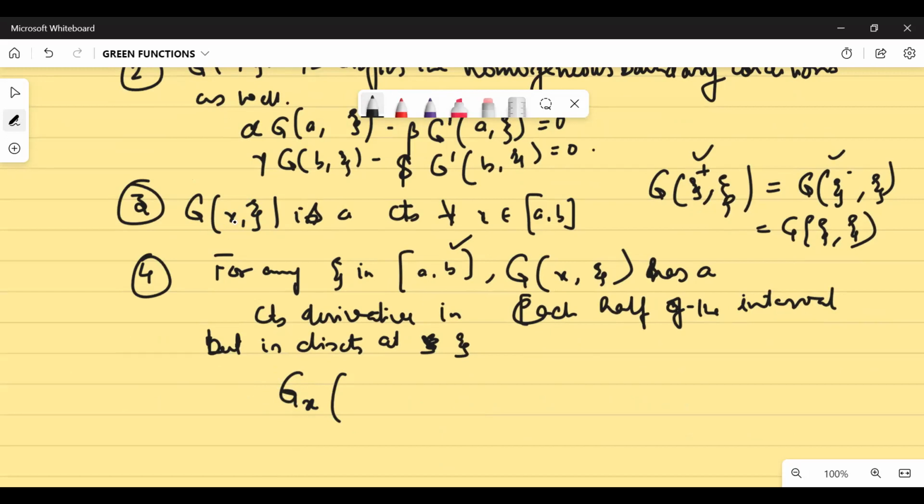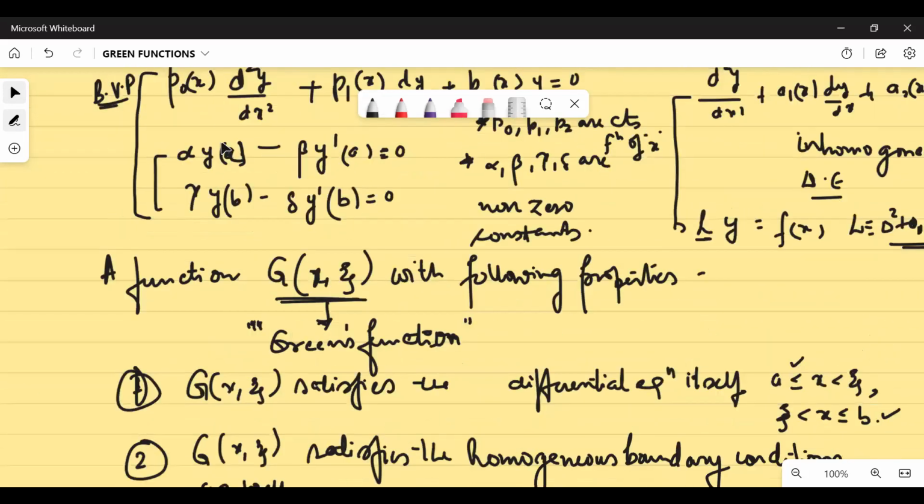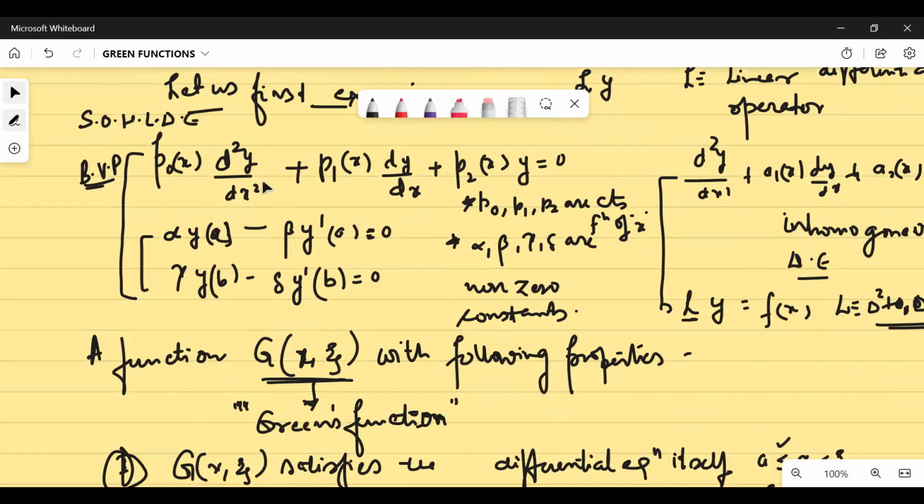That implies I'm taking the derivative with respect to x at zeta plus comma zeta minus g x zeta minus comma zeta, and this is equal to minus 1 upon p naught zeta, where p naught is the coefficient of the highest order derivative that exists. So for example, d2y upon dx2, here you have p naught x.